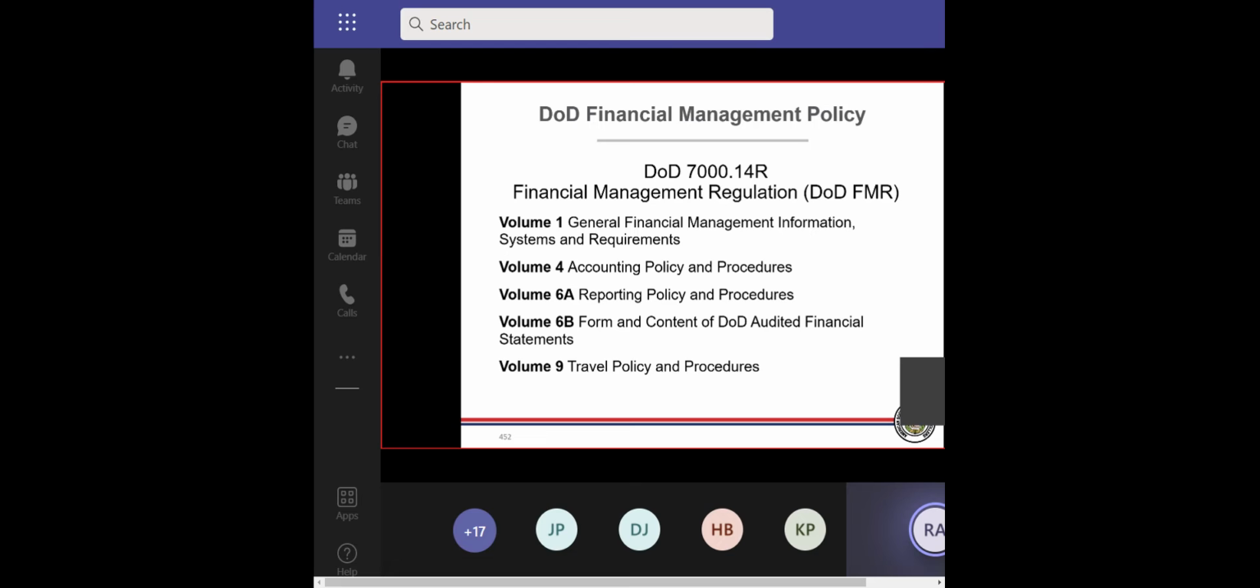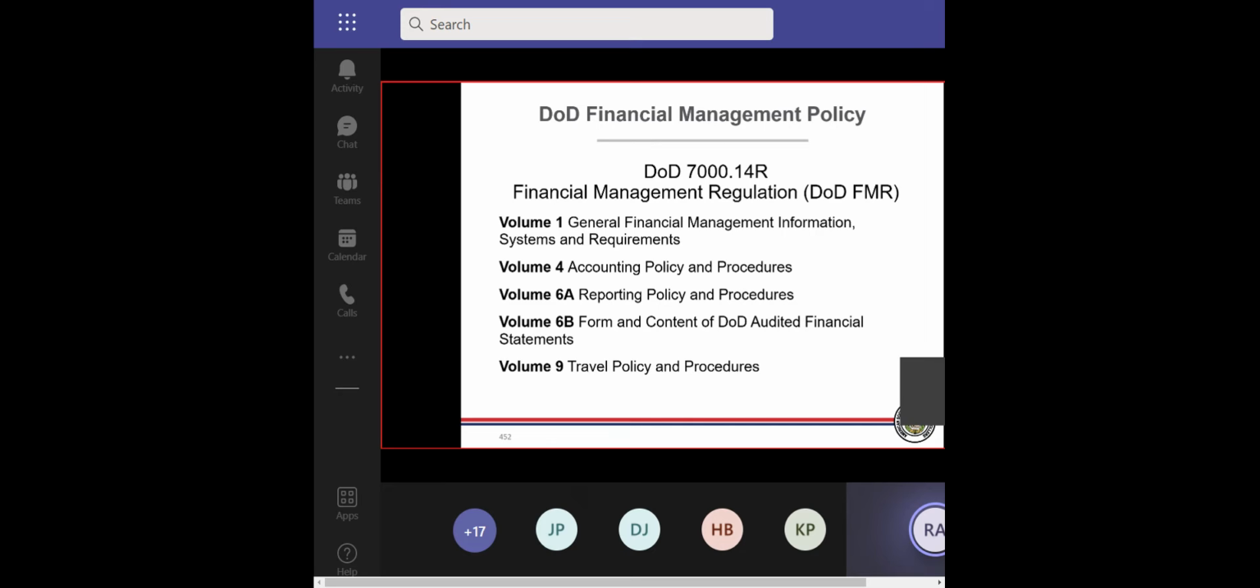Here is some additional guidance, information on different volumes of the FMRs that tell the financial management community how we treat things within DoD. So when we talk about FMR Volume 1, that's where we go to find general financial management information. Volume 4, accounting policy and procedures.